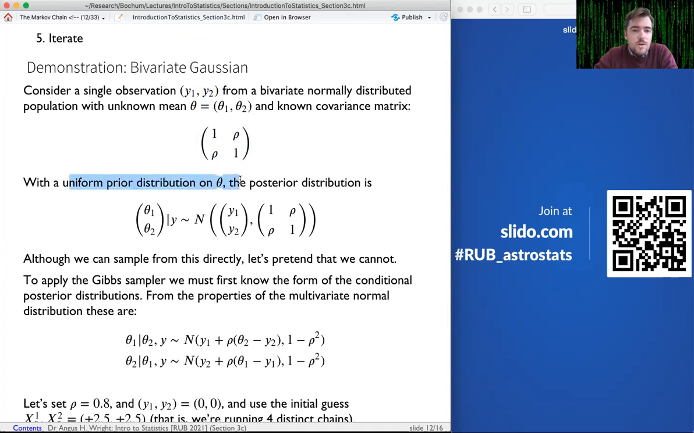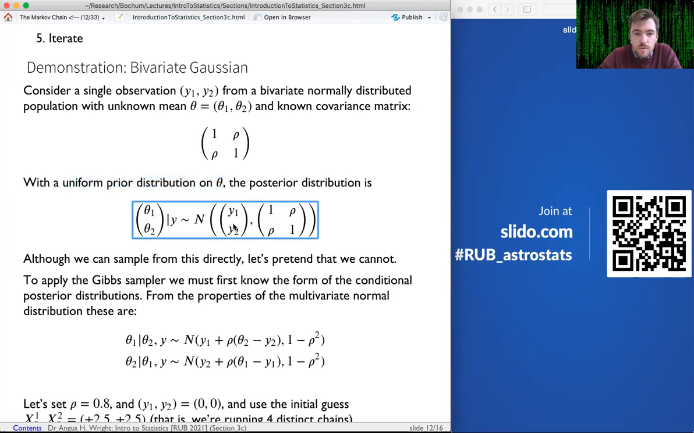And we're assigning a uniform prior to the values of theta, okay, to the means. We don't know what the means are, and so we just generate a uniform prior of all possible values of theta, and that gives us a posterior using our conjugate analyses that is drawn from this distribution. Okay, it's a normal distribution where it has mean y1, y2, and sigma or covariance matrix this.